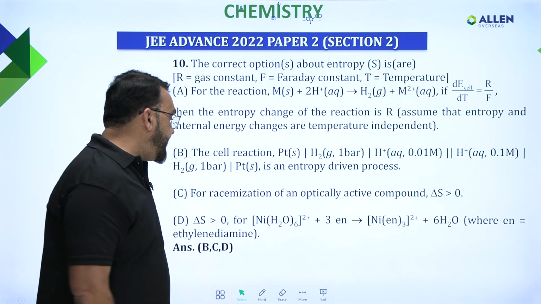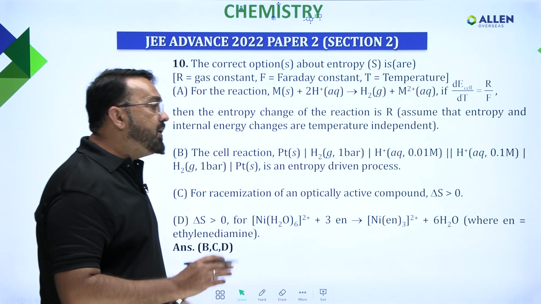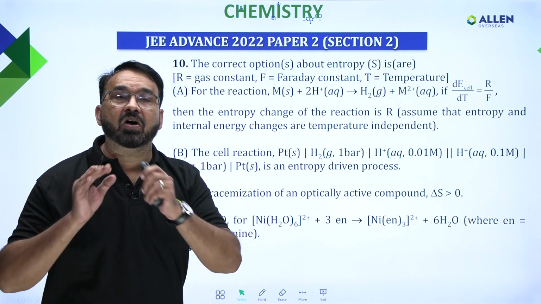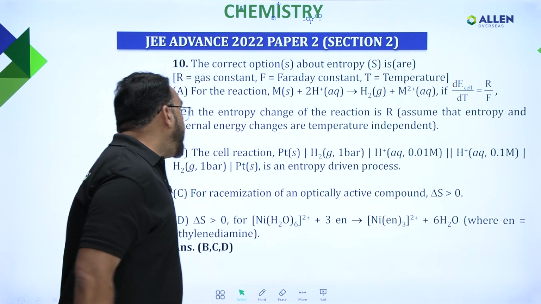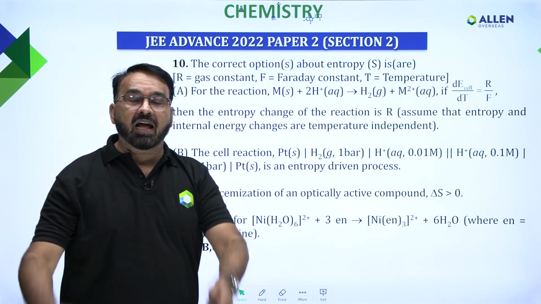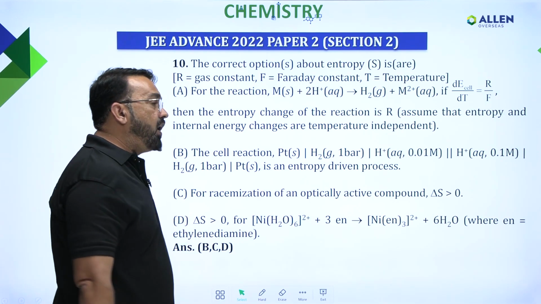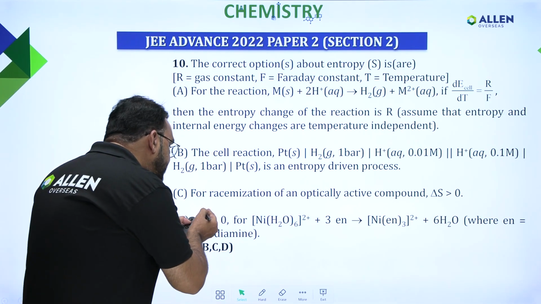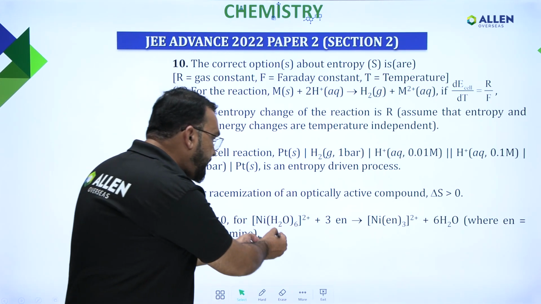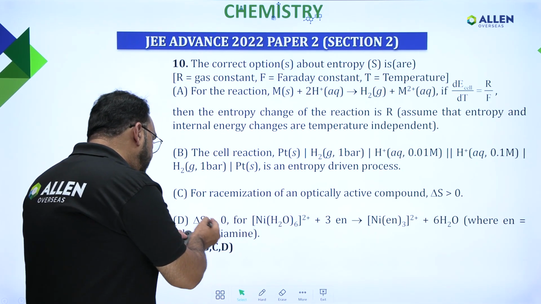In option C, it says that for racemization of an optically active compound, the delta S value is greater than 0. Again, we have to show that delta S is positive, which means the process is spontaneous. We have to prove in options B and C that these processes are spontaneous, so delta S should be greater than 0. And option D says that delta S is greater than 0 for this particular reaction where a complex is formed, where en stands for ethylene diamine.